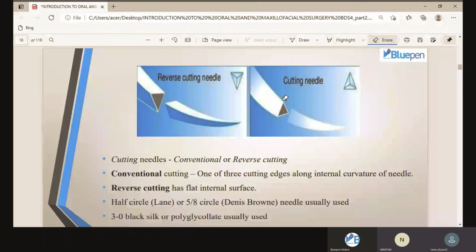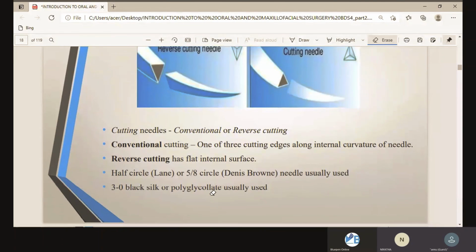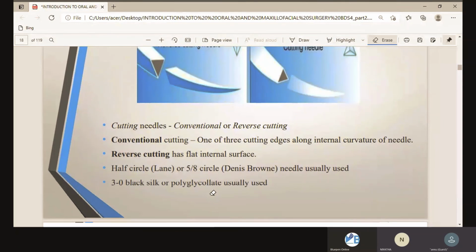Reverse cutting, with the internal curvature, you have a flat surface. You get it? In a reverse cutting needle, you have a flat internal surface, and in the conventional needle, you have a cutting edge on the internal curvature. That's the difference. We commonly use a half circle or 5/8 circle in dentistry, and we use 3-0 black silk or polyglycolate commonly for suturing.